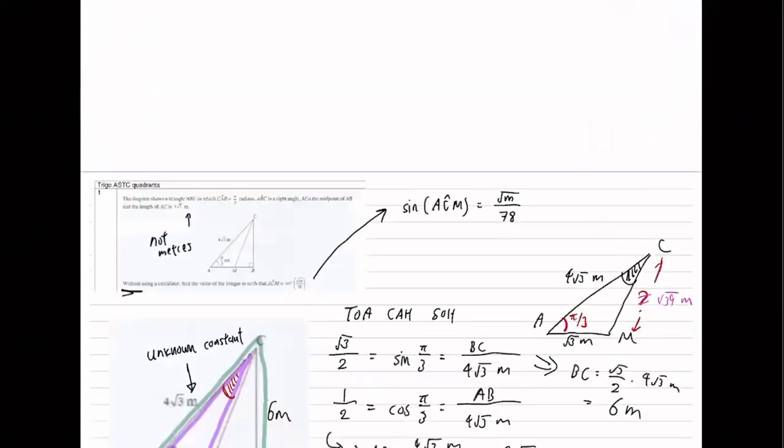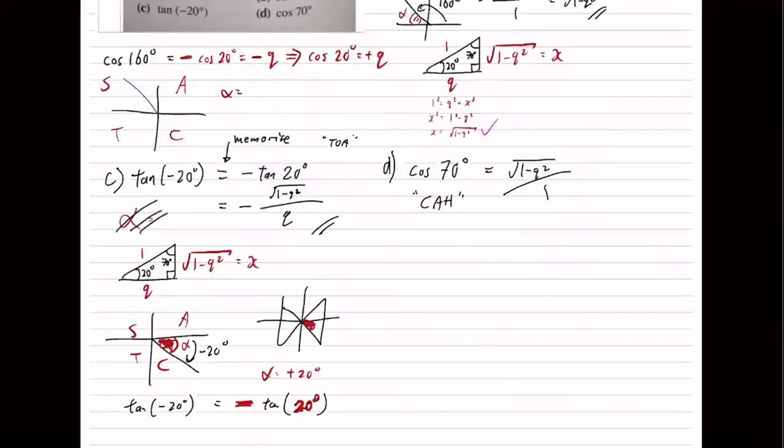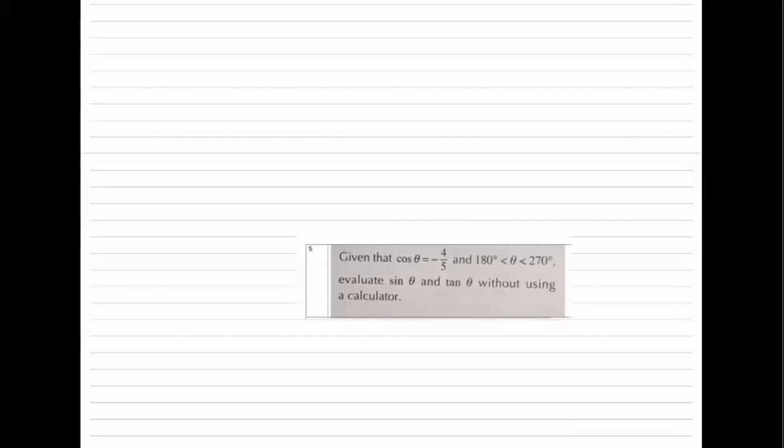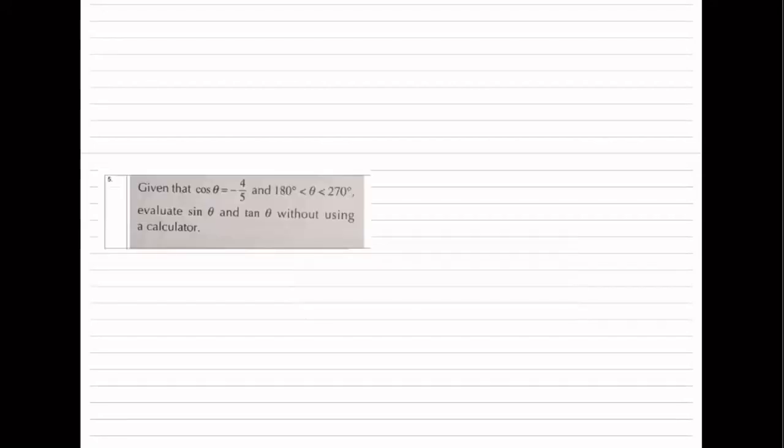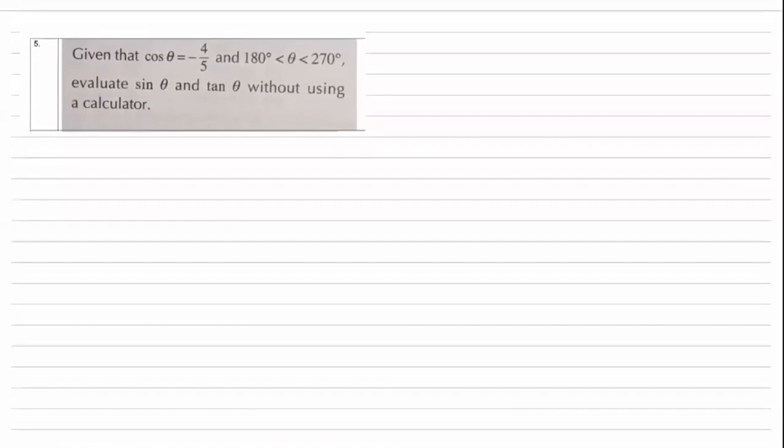So now is the next type of question, where they start off by giving you the actual number instead of just p and q. Then you need to figure out what sine, tangent, and all the other ratios are without a calculator. How? Here's the trick. You don't try to do cosine inverse and solve for theta. I haven't taught you how to do it when the ratio is negative.